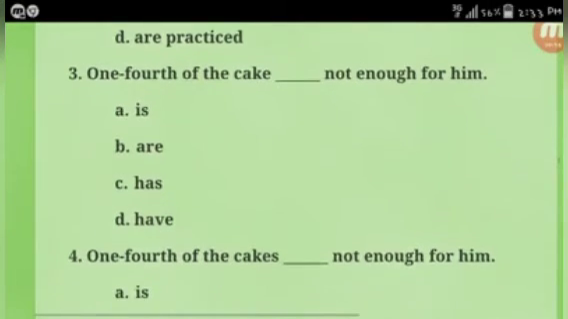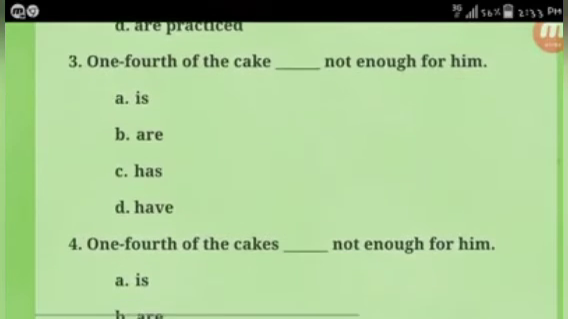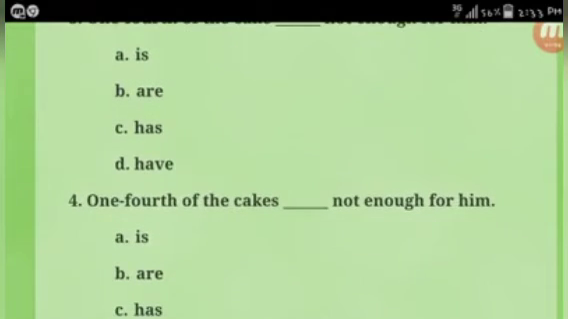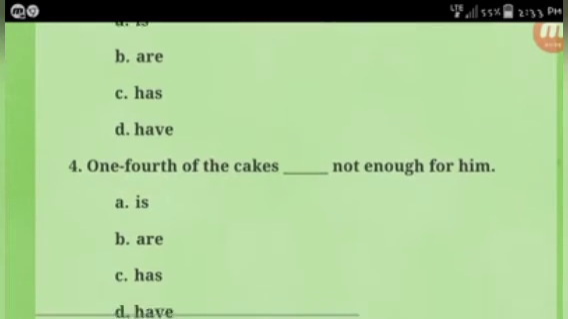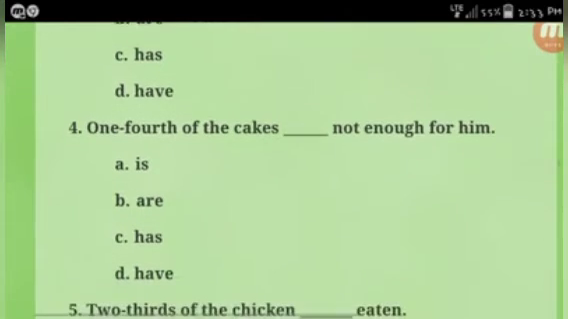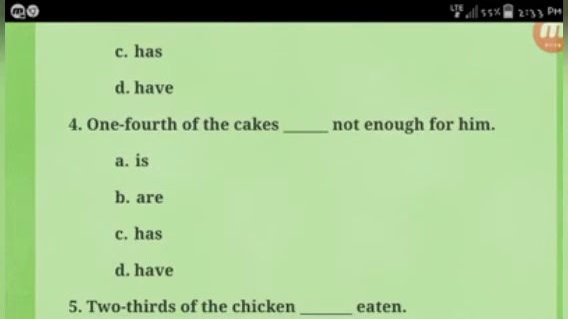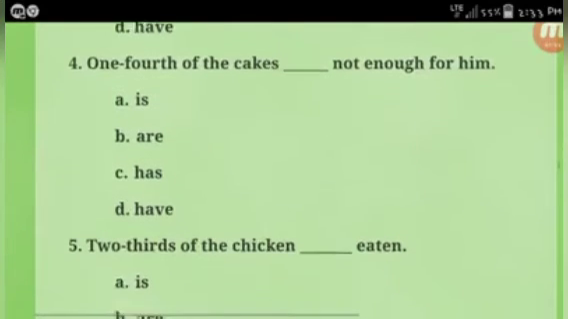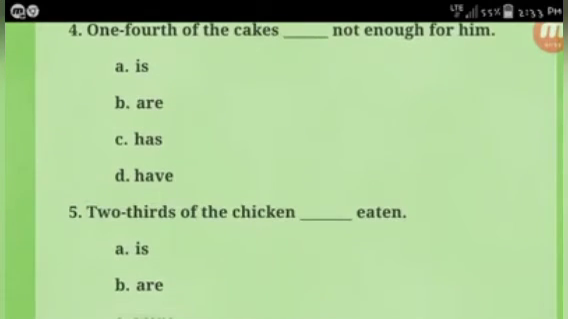Next one, remember 3 and 4 are related, but the thing is, in number 4, 1/4 of the cakes. That means there could be 2 or 3 or 4 or more cakes. Blank, not enough for him. So we say here, shall we say there are 6 cakes, so that means 1/4 of that is 1 and 1/2. So you have to take it plural. So the answer here is letter B, are not enough for him.